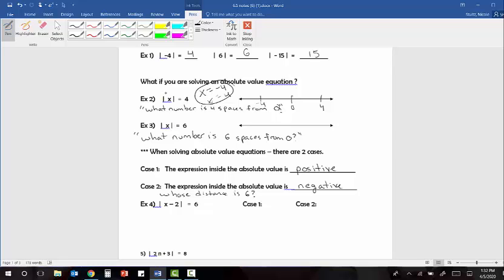Same thing here. They're asking what number has a distance of 6 from 0? Well, you have 6 or you have -6. Both of them are 6 spaces. So my answer for x is 6 or -6. So you're not finding a distance, you're finding the numbers that give you the distance that I gave you.